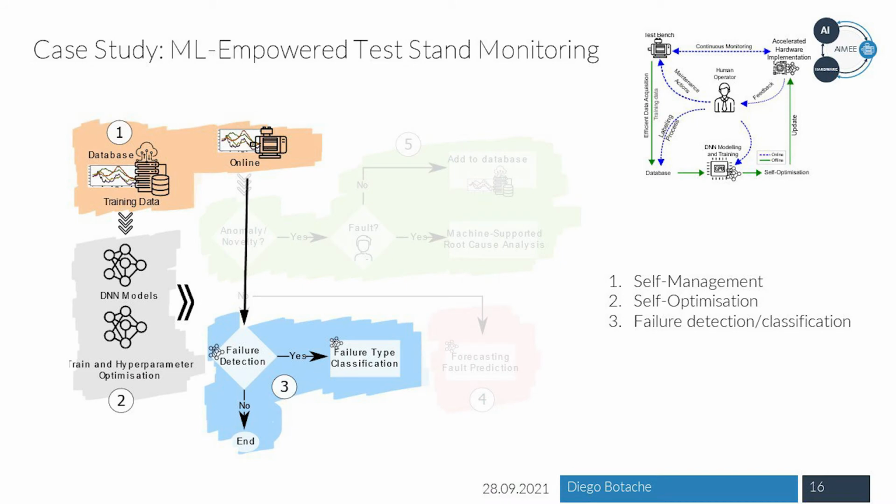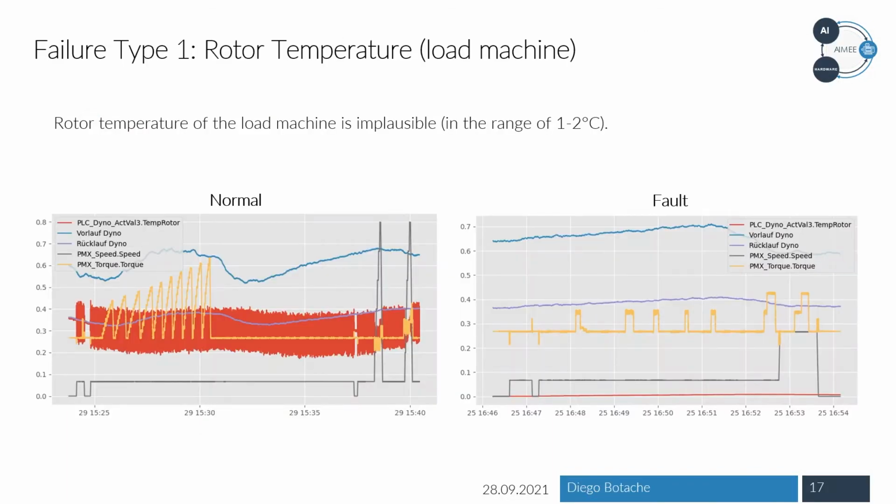Now let me explain the first case study. These are the first results towards our monitoring approach, and they are focused on the self-management, self-optimization, and failure detection and classification areas. Let me explain the first fault cases generated in the system for the design of a classification task. These fault types are clear examples of faults that cannot be detected with common threshold-based approaches.